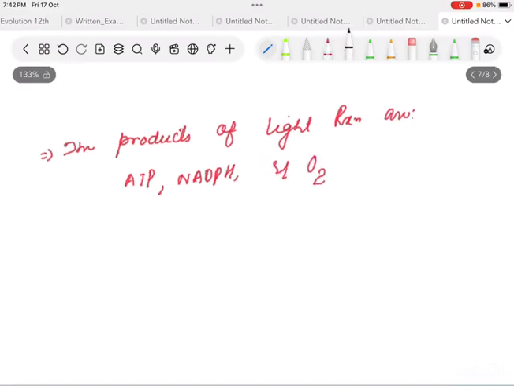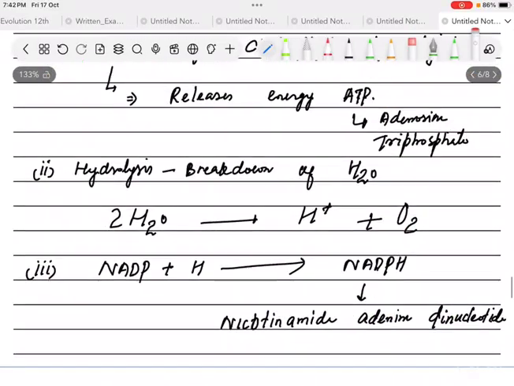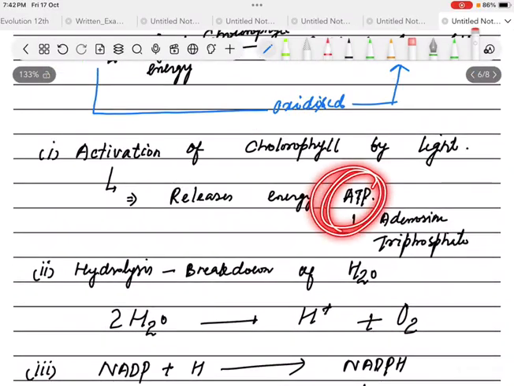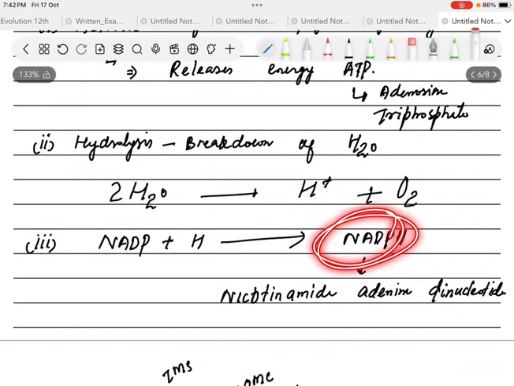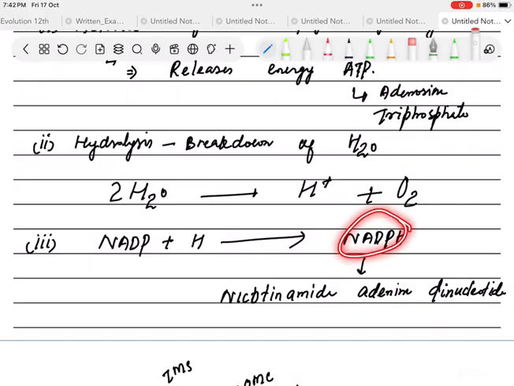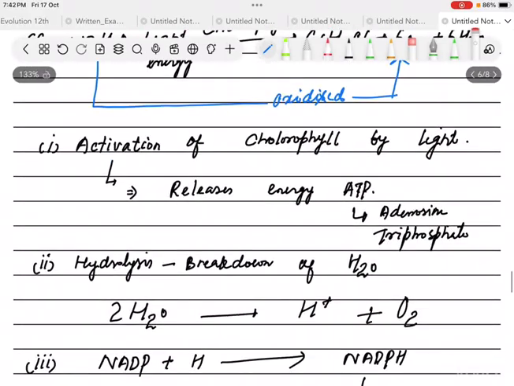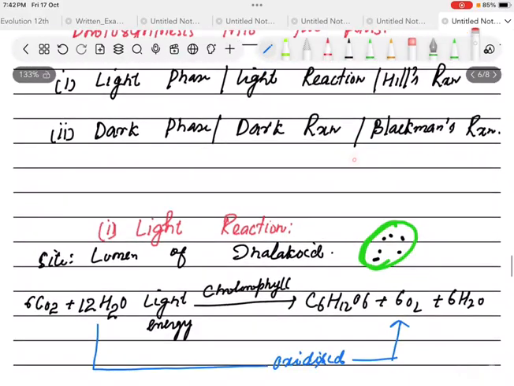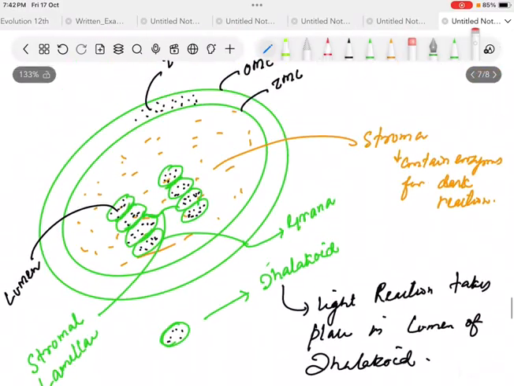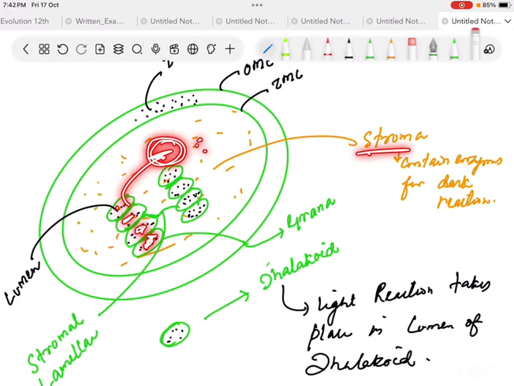Oxygen was released into the air, but we will need this ATP, the energy currency of the cell, and NADPH in the dark reaction. Where was the light reaction taking place? It was taking place in the lumen of the thylakoid. ATP and NADPH were being produced here in the lumen. Now they will be taken to the stroma. And in the stroma, we know that the dark reaction takes place.